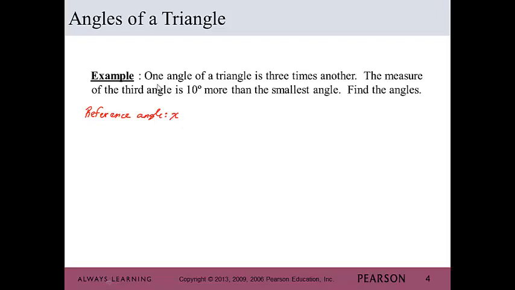So if we go back to the first sentence, it says one angle of a triangle is 3 times another. Well, this another is talking about the reference angle. So then the second angle, it says one angle of a triangle, this will be the second, is 3 times another. Well, that means 3 times the reference angle, which is x. So how do you write 3 times x? You just write 3x.